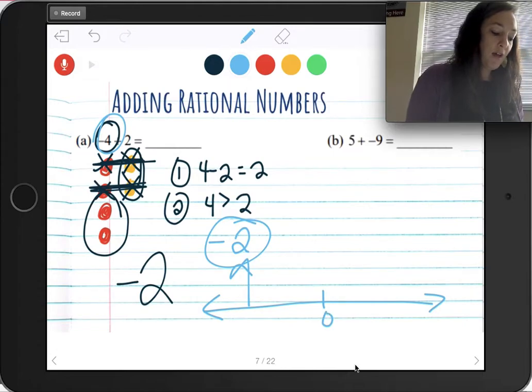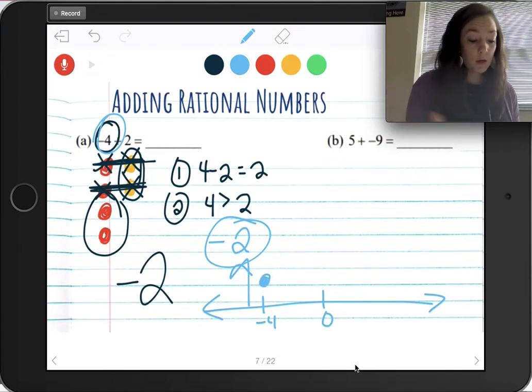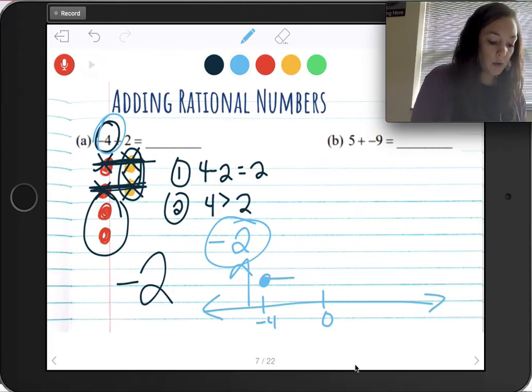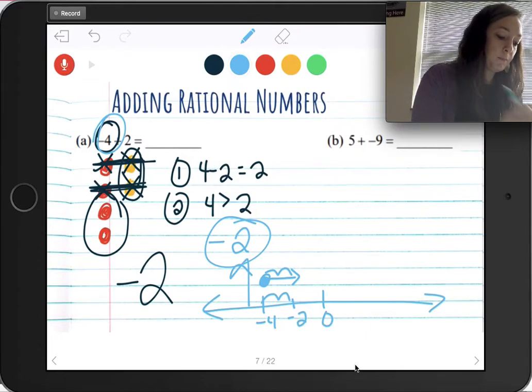So if I have negative 4, I'm over here at negative 4, and I want to add 2. Well, if I'm adding on a number line, I go to the right. And I go 1, 2. 1, 2 would stop at negative 2. Okay? All right, so let's look at another one.